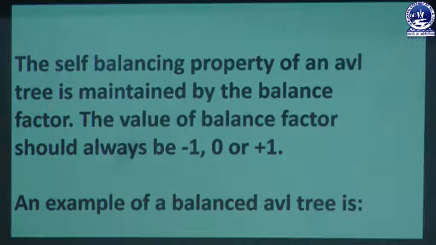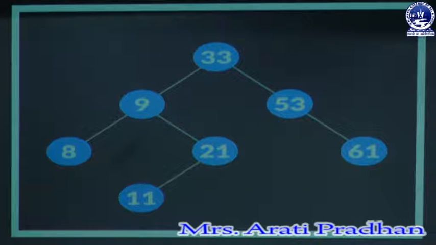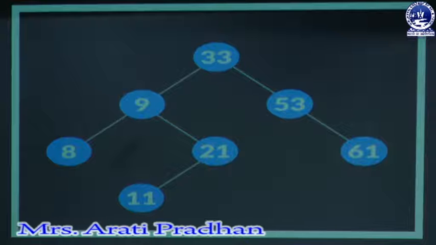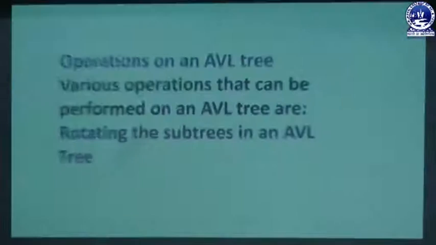An example of a balanced AVL tree is this one. You may see here very clearly the root is 33, it contains 2 children, 9 and 53, then 9 contains 2 children, 8 and 21, 21 contains 1 child, that is 11. And in the right subtree, 53 contains 1 child, that is 61. This is a proper or balanced tree which is called an AVL tree.